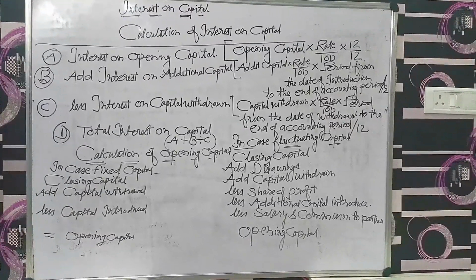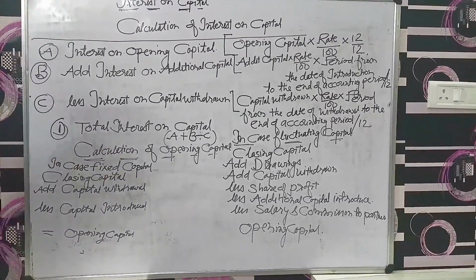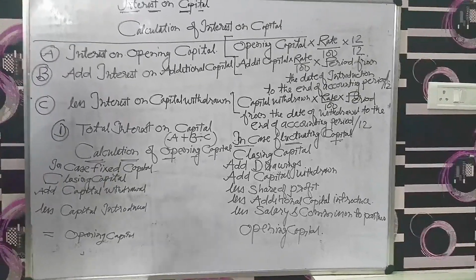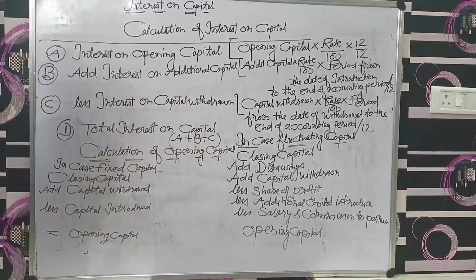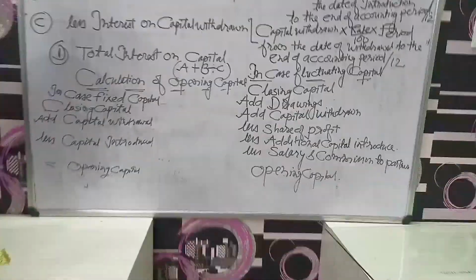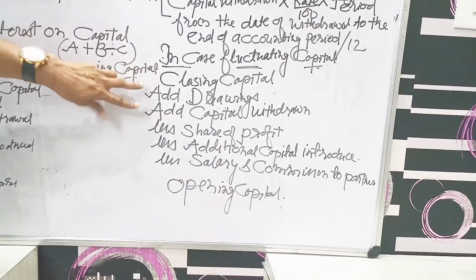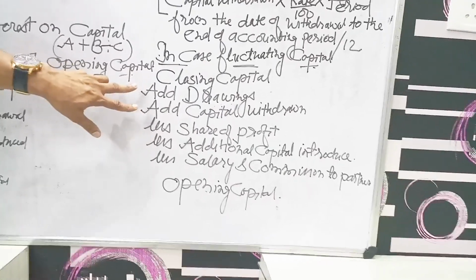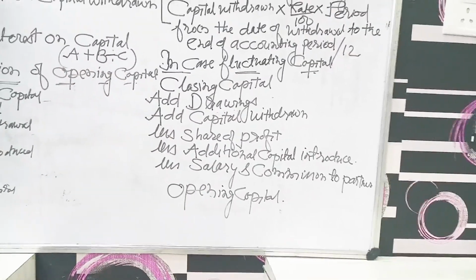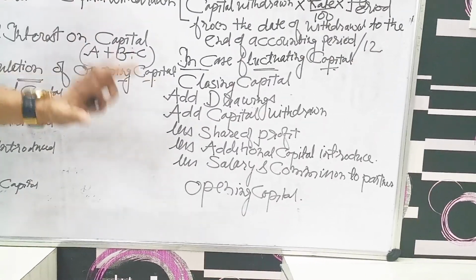And in case partners maintain their capital account on a fluctuating basis, here closing capital is always there. Closing capital को हम लेंगे. Now here is also a misconception among the students. ये हमेशा बच्चे के सामने प्रॉब्लम होती है और इसको हमको हमेशा देखना है.